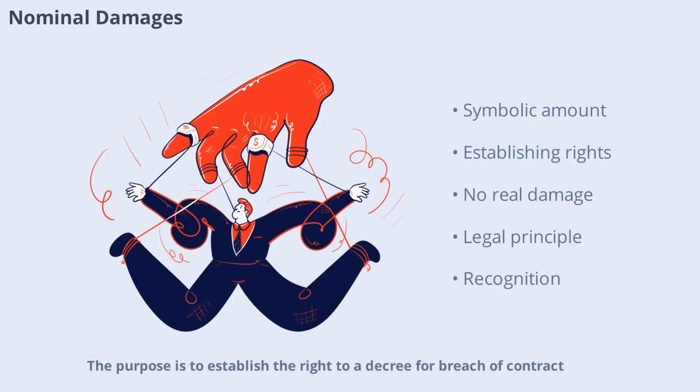Nominal damages are awarded when a breach is proven but no real damage has occurred. The purpose is to establish the right to a decree for breach of contract. The amount is often symbolic, such as a rupee or less, but it affirms the legal principle that rights must be recognized even if no substantial loss is suffered.